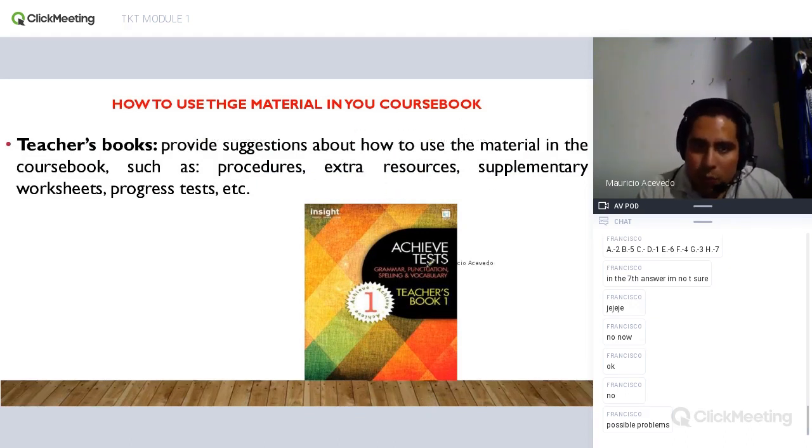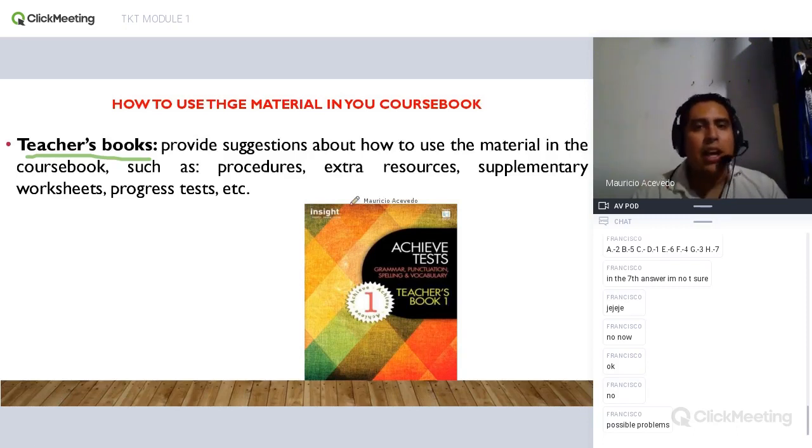You know that a course book has different materials. For example, we normally have a teacher's book. I have my teacher's books in all of my classes because I can see suggestions about how to use the material in the course book, such as procedures, extra resources, supplementary worksheets, and even tests. Sometimes in my teacher's books I have tests, so I don't have to create them. I just Google them, I evaluate them, and if they are good to use, I just give them to the students.